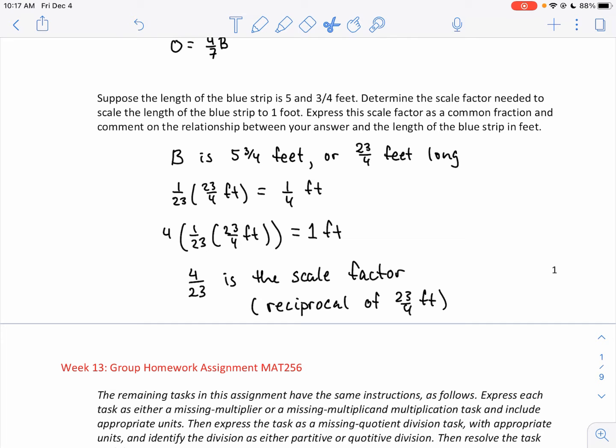And then when you put this 2-step partition followed by iterating together into one fraction, the scale factor is really this. So this is really just saying that if you start with 23/4 feet and you scale it by its reciprocal, 4/23, then you're always going to wind up getting back to 1 unit, in this case 1 foot.